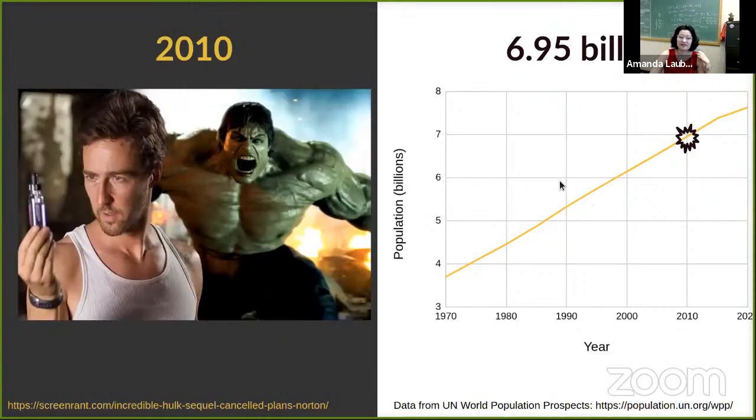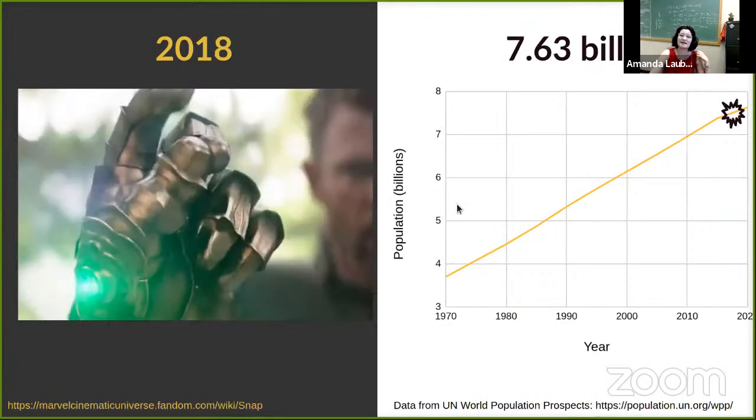Then up another 15 years to 2010, we're almost at 7 billion people. That's when the Bruce Banner that never was would have first become the Incredible Hulk. And then 2018, that's where Avengers Infinity War took place. That's when Thanos snapped his fingers and got rid of half the population. And during that year, the population of the planet would have been 7.63 billion people.